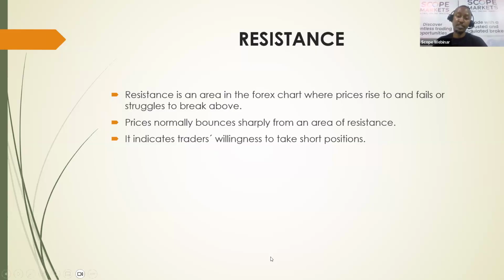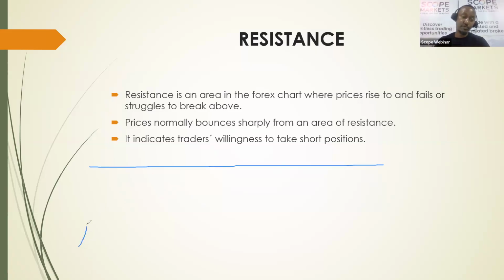So in the same way, I'll try to illustrate an area of resistance. Even before I explain from the Forex perspective, the roof in your house is what acts as a resistance, because anytime you try to go above, when you reach the roof, it will restrict you from going way above. So the roof is a very good example of resistance.